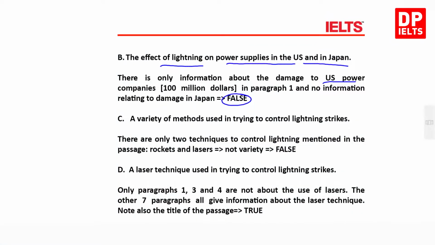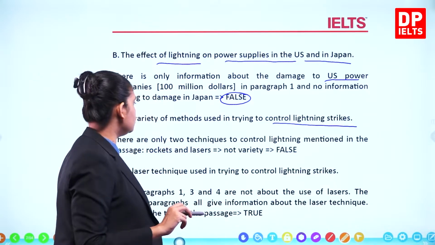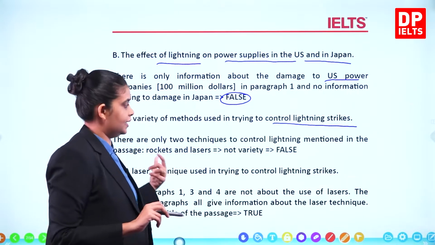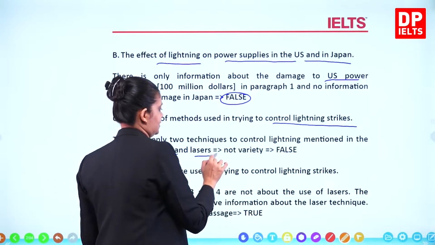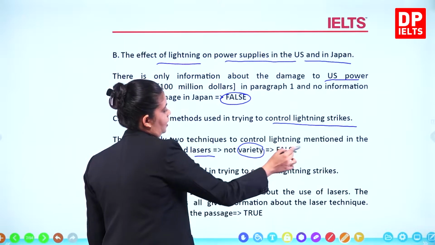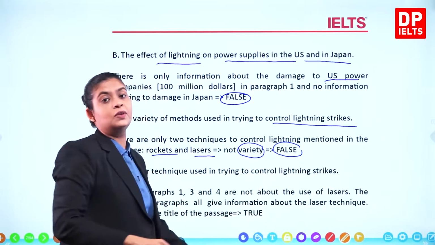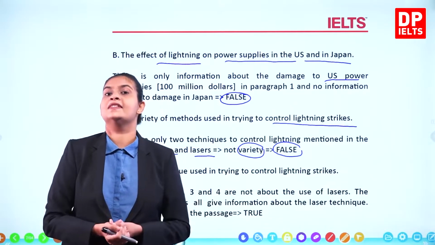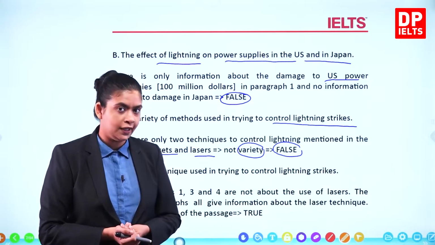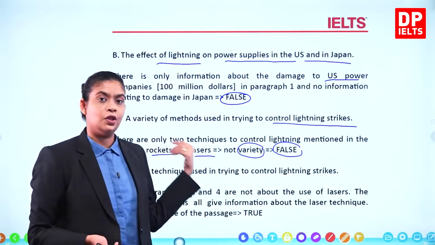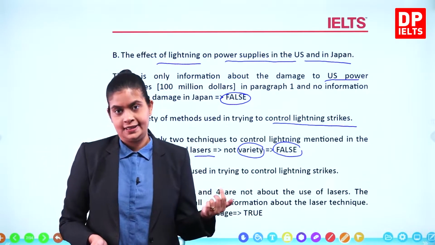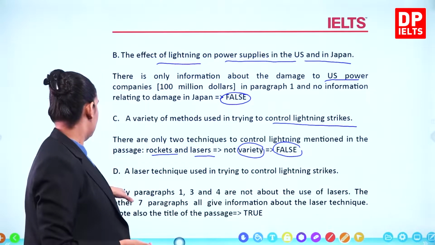C, a variety of methods used in trying to control lightning strikes. Now, there are only two techniques to control the lightning as mentioned in the passage. One is rockets and lasers. It's not a variety, so therefore the answer is false. So when you say a variety, there is a lot. But actually here, there are only two in the passage, and that is the rockets and the lasers.